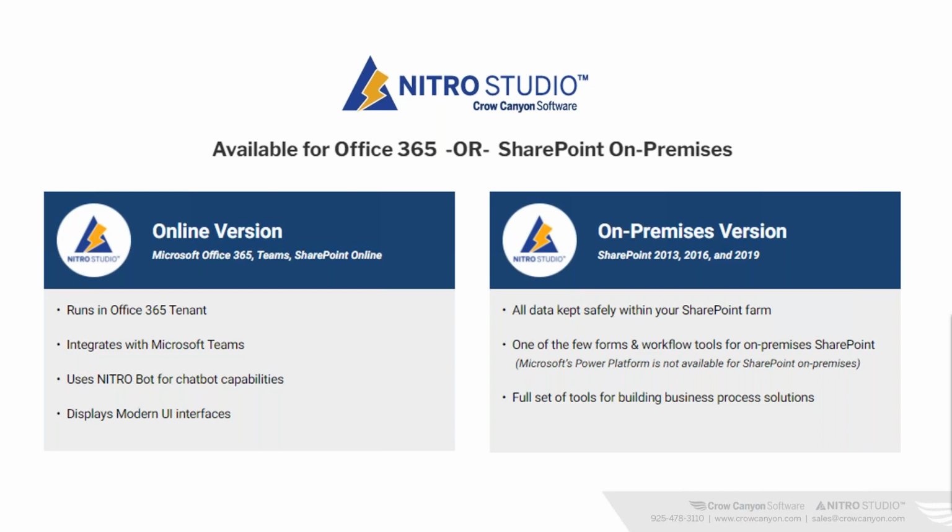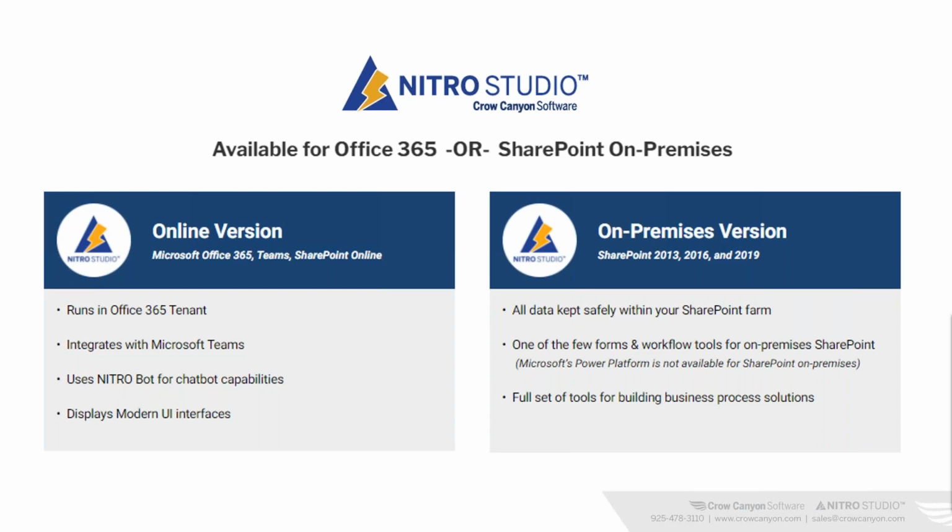The online version, the Office 365 Teams SharePoint Online version, of course, it runs in the Office 365 tenant, and it has the advantage of being able to integrate with Microsoft Teams, which of course is only in Office 365. We also can bring in the Nitro bot into that. It's our Nitro bot that we created, and so we can bring that into play in the Office 365 world. And there's also modern UI interfaces and other capabilities. Office 365 is a very extensive set of capabilities, and our Nitro Studio integrates not only with SharePoint.